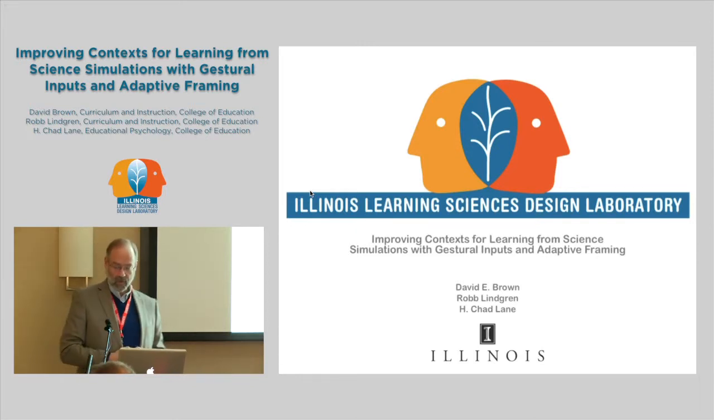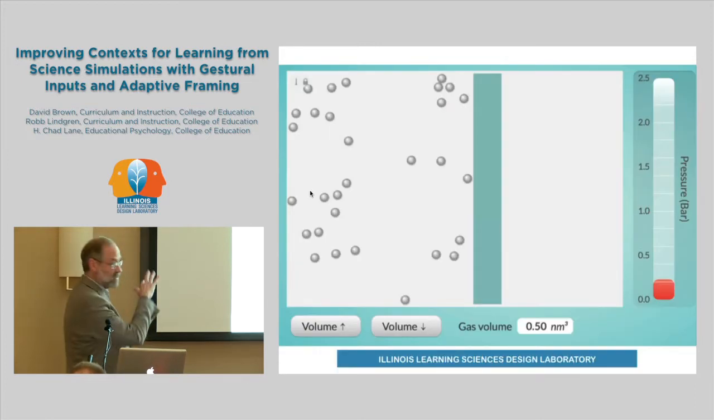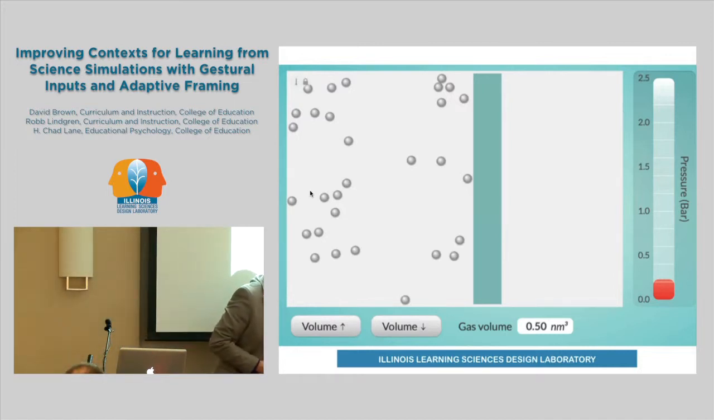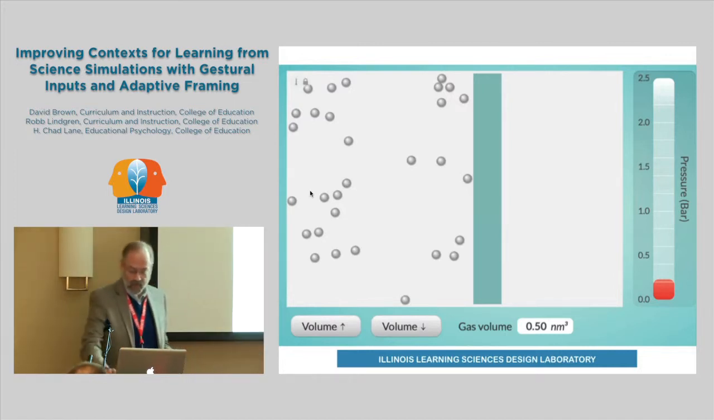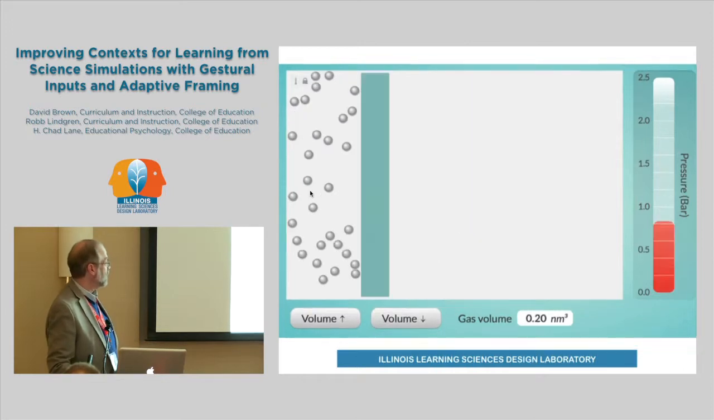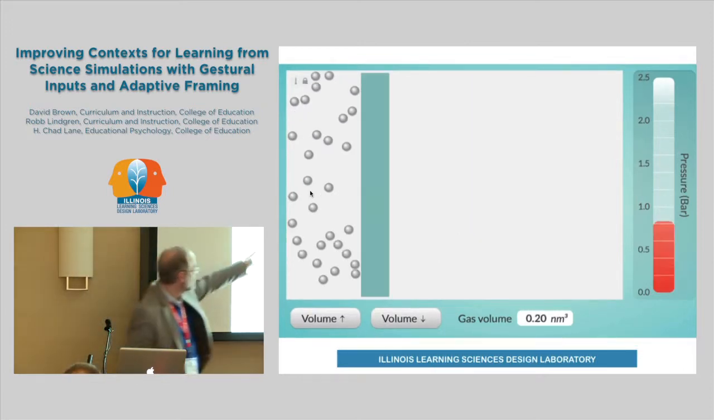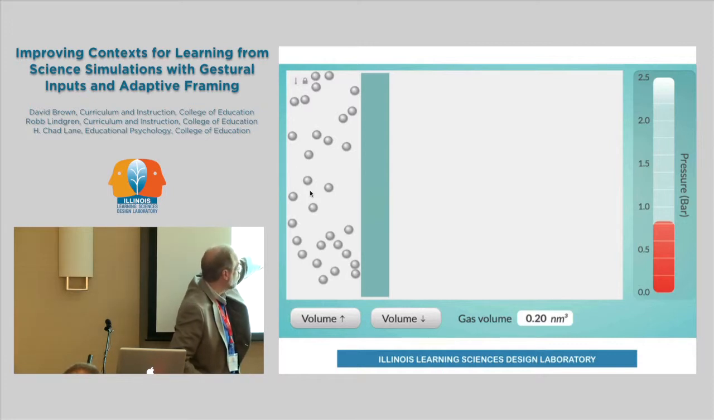One of the things that we're using is a simulation, which I'll show here. This is a screenshot of a dynamic simulation, so all of those little balls are bouncing around. Those are meant to represent air molecules, and this right here is meant to represent the plunger. As you move the plunger in, you can see that the air molecules get more squished together, and they also hit the plunger more often.